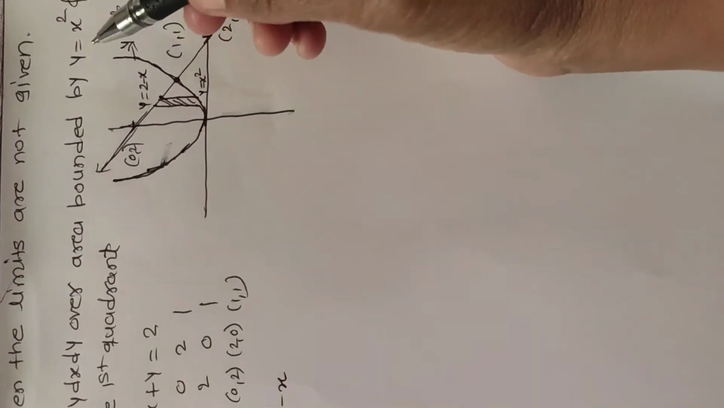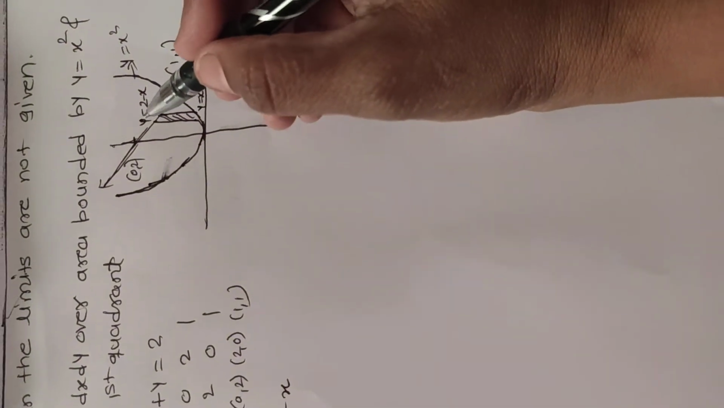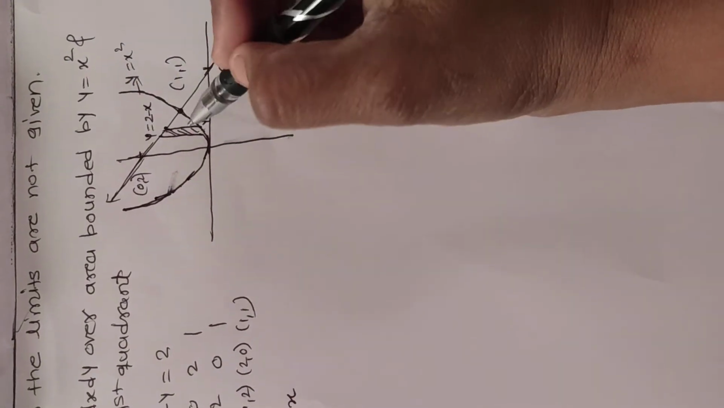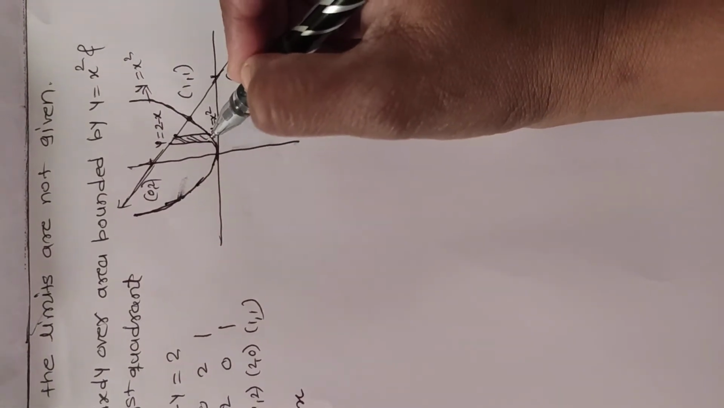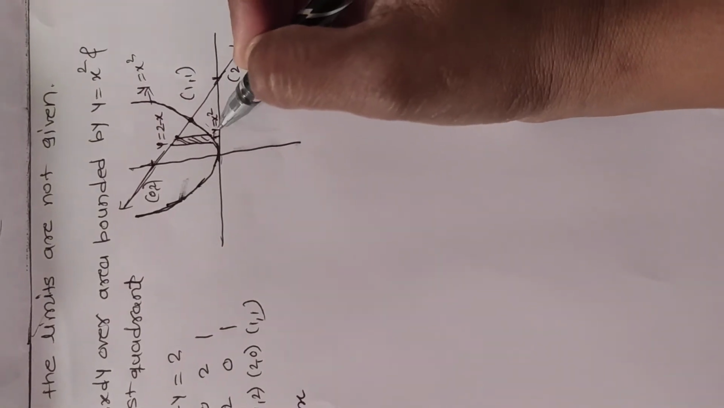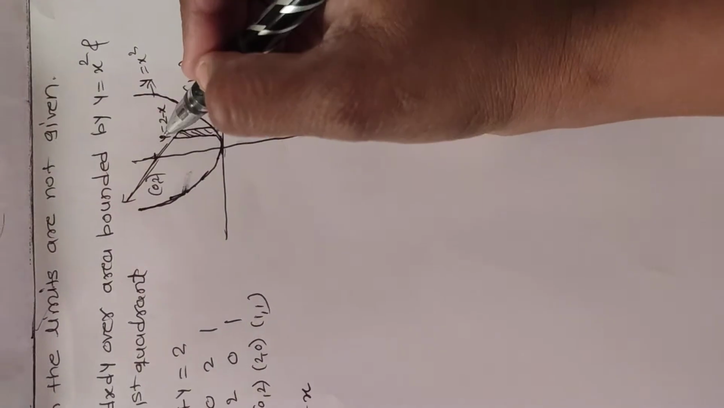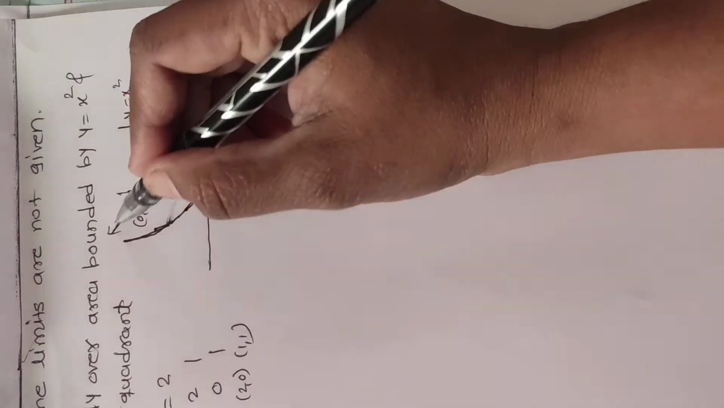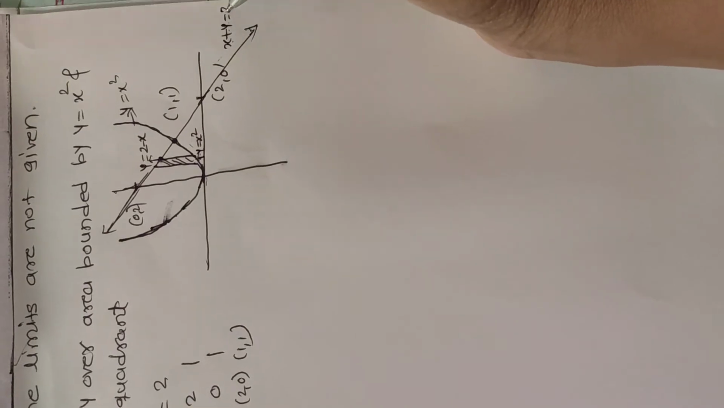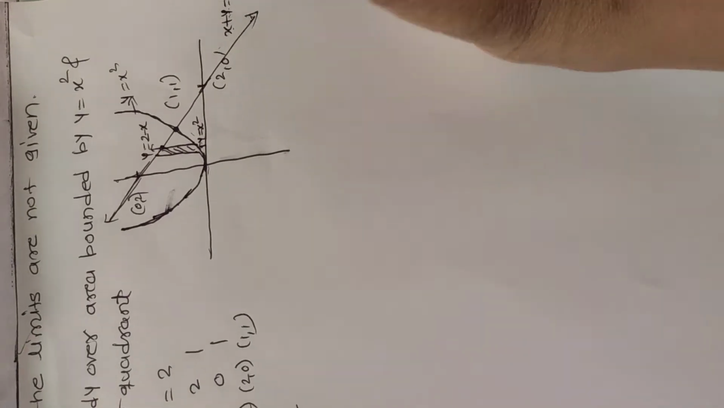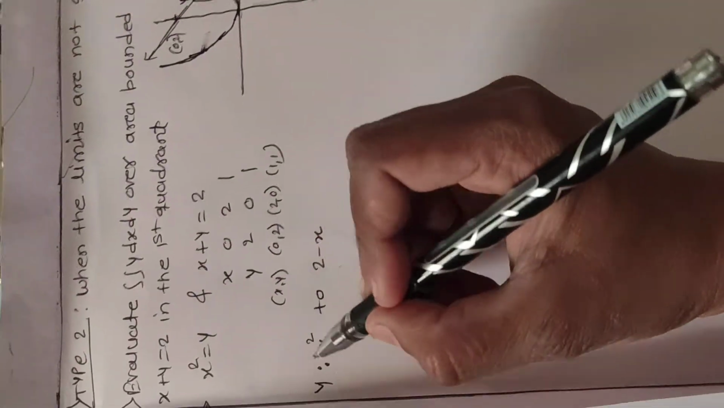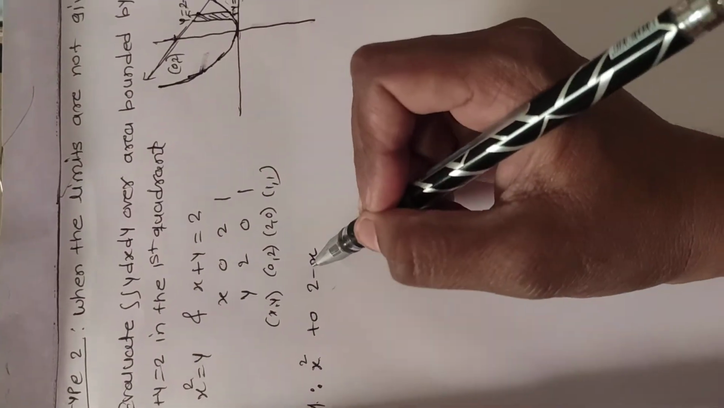That means here we have to find the limit points of this strip. The strip is parallel to the y axis. So here the starting point lies on the curve y equal to x square, so this is the limit point of y. And what is the ending point? The ending point lies on the equation of the line, x plus y equal to 2. So y equals 2 minus x. So these are the limit points of y. That means y varies from x square to 2 minus x.